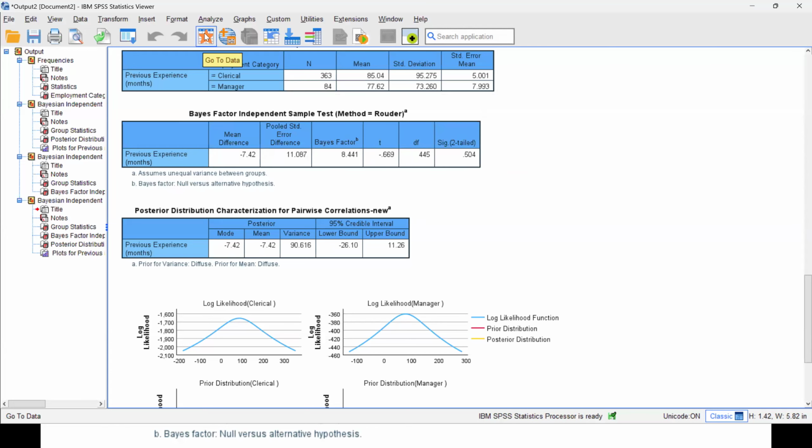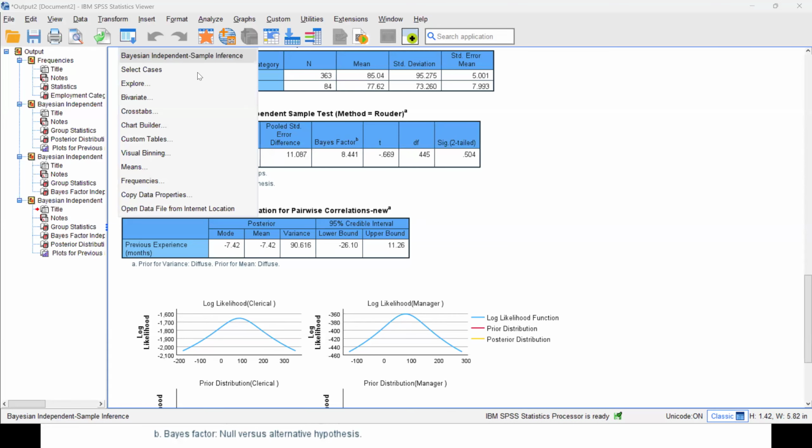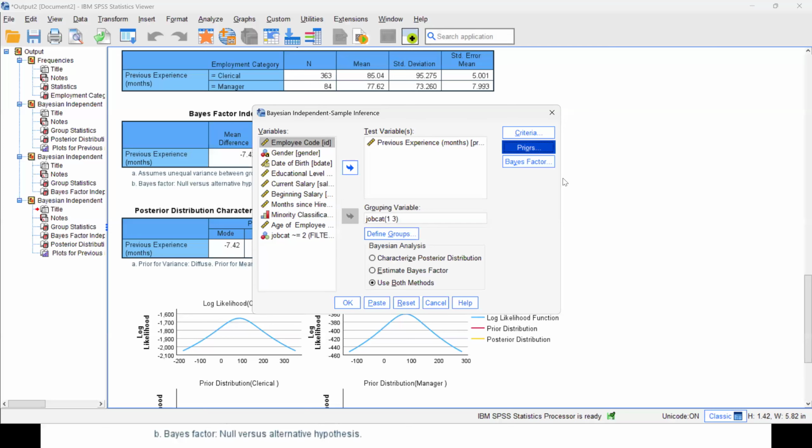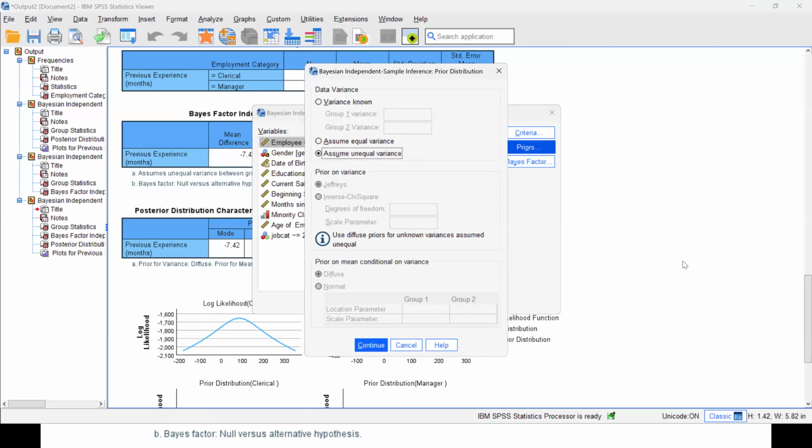Obviously, if it's less than 0.05, it means it's significant in the frequentist world, and if it's greater than 0.05 in the frequentist world, it means non-significant. But if I went back here, I could go into the priors, and there's some data here where I can put stuff in.